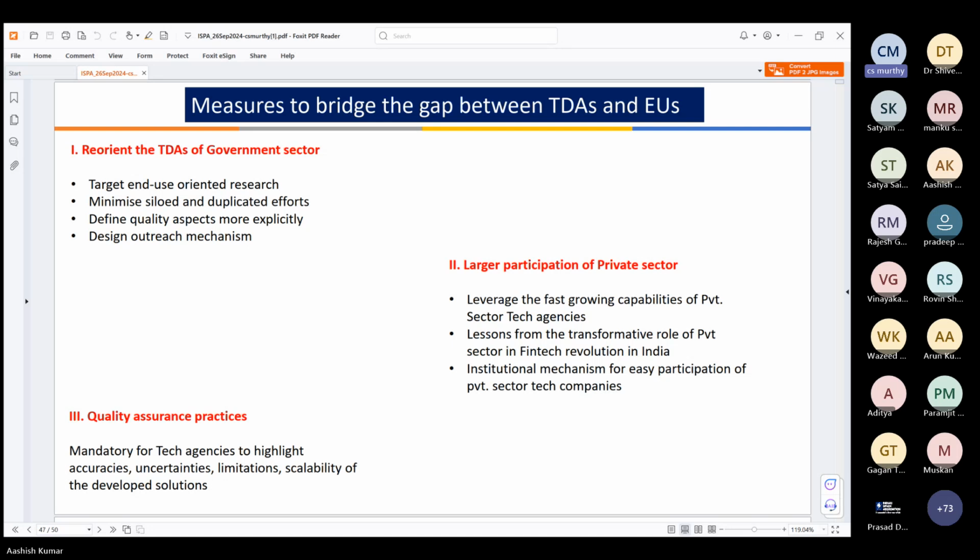You have to take the product to the end users and see that outreach is proper, so that it is effective. The TDAs of the government sector have the capability and capacity. But in the current setup, working in silos is a big stumbling block to enhancing the technology adoption rate. A lot of duplication of efforts, siloed efforts, isolated efforts, reinventing the wheel, all create ambiguity in the system. Now we require larger participation of the private sector because their capabilities are fast growing.